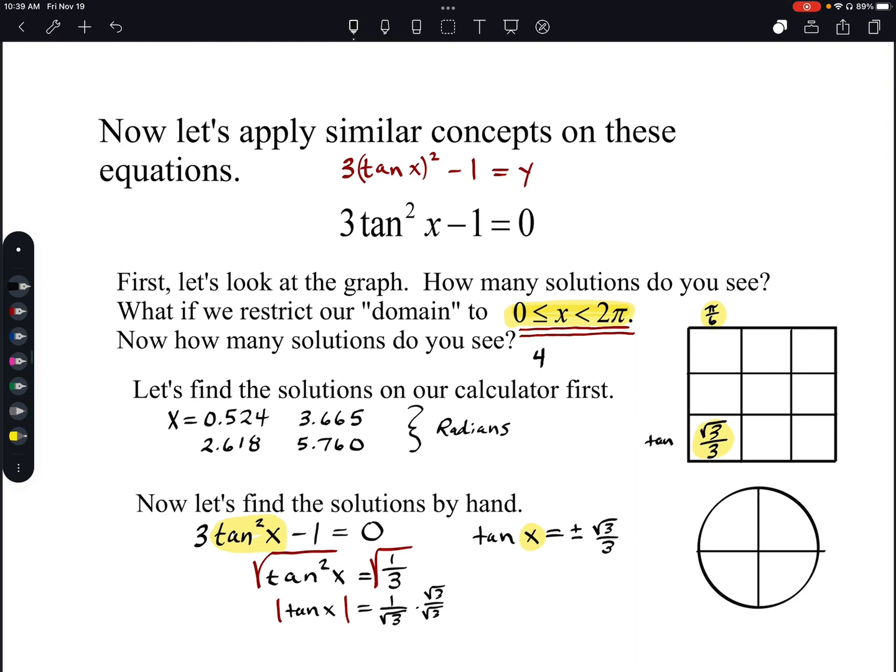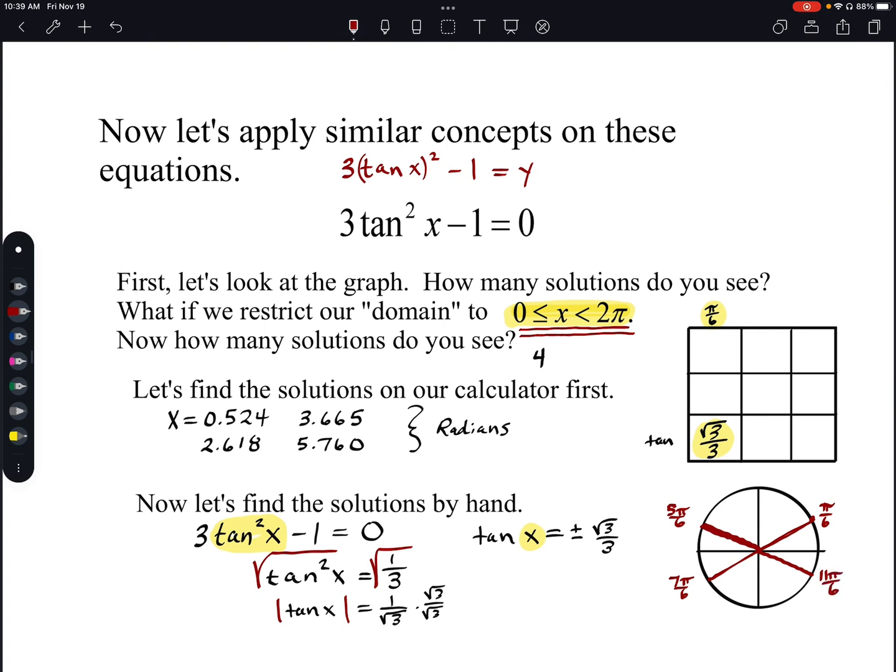So when we think about our unit circle and where our angles are with reference angles of pi over 6, well, in the first quadrant, that one's easy. That is pi over 6. In the second quadrant, we are at 5 pi over 6. In the third quadrant, or down here, we're looking at 7 pi over 6. And then in our fourth quadrant here, our answer would be 11 pi over 6.